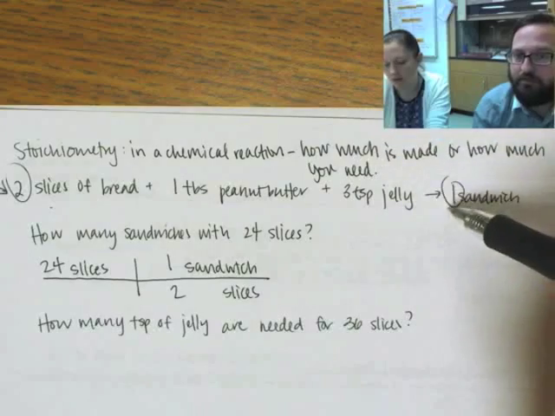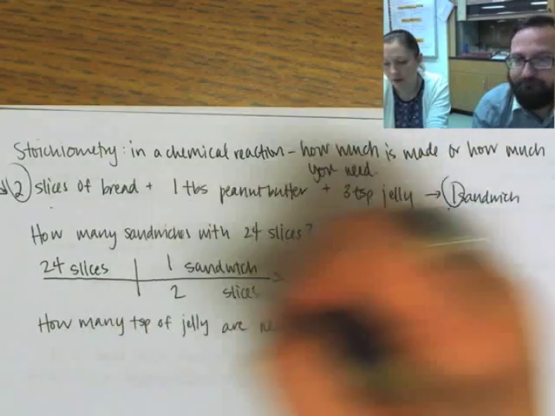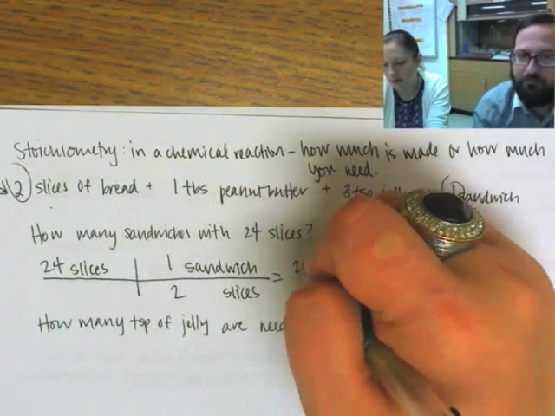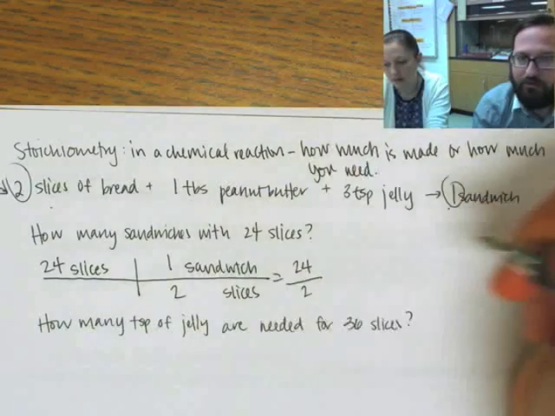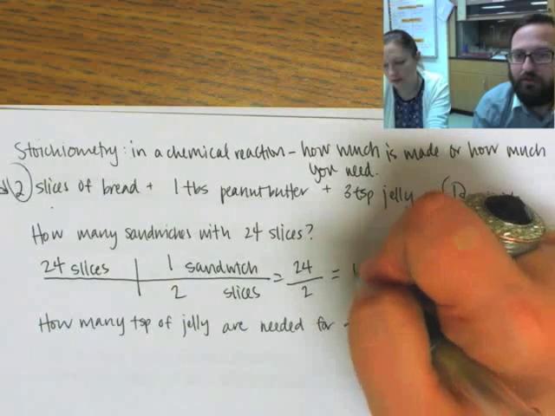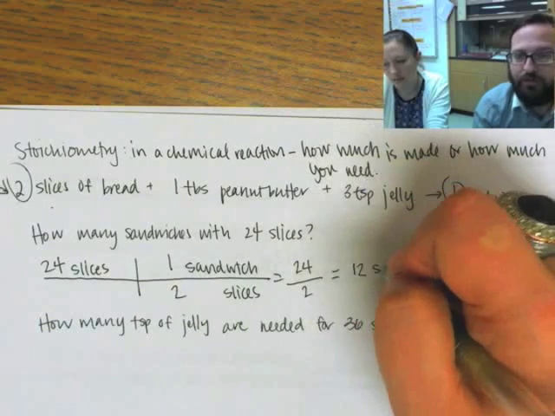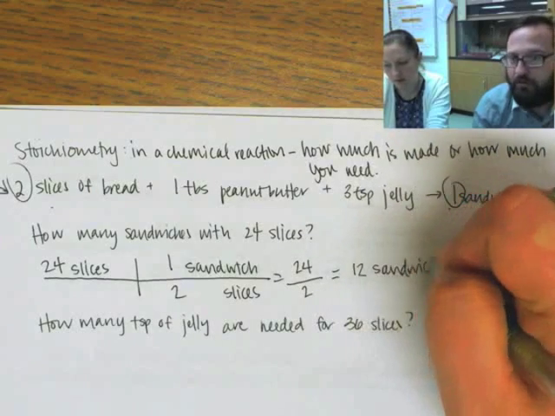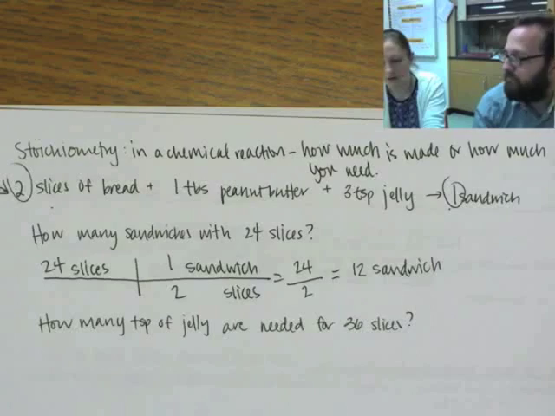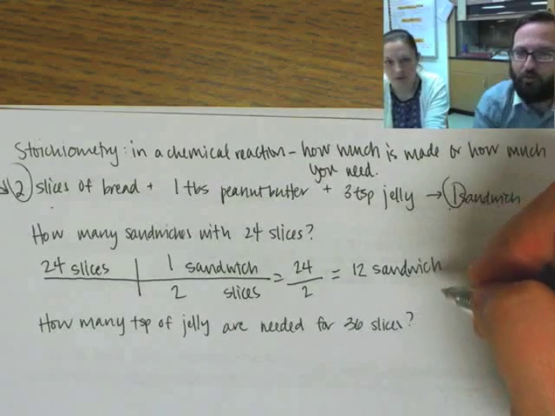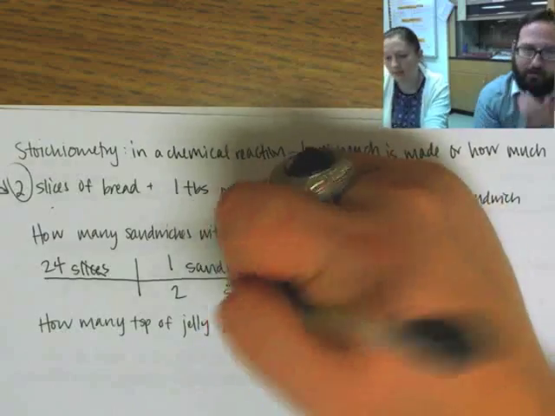I multiply across the top, and I multiply across the bottom, and then I divide. 24 divided by 2 is 12. Now, I could have probably done that in my head. Can I always do these in my head? No. Is that why you're showing me this now? Yes. It's going to get more complicated from here. And my slices cancel.